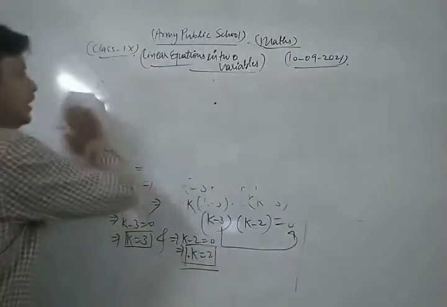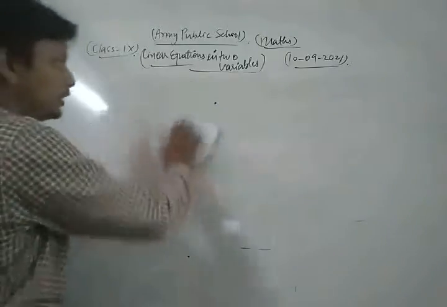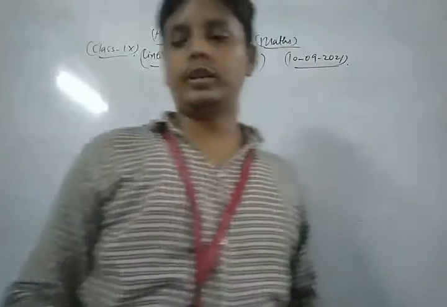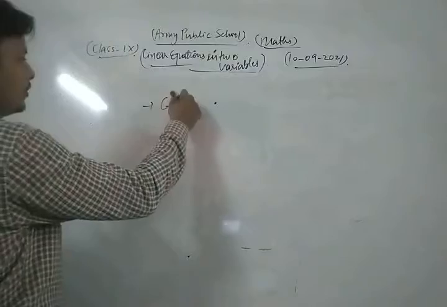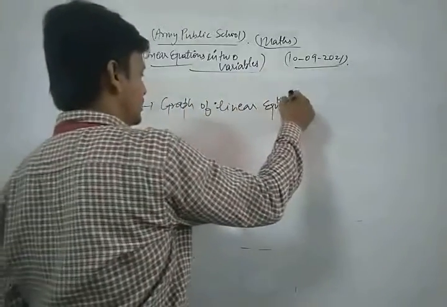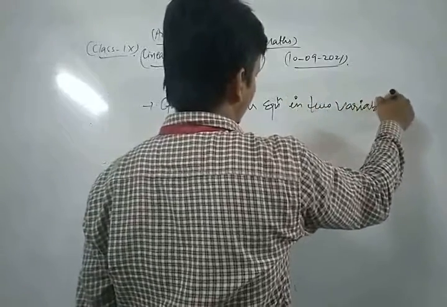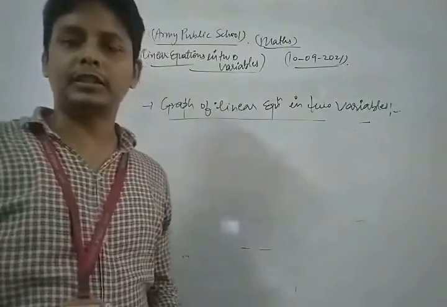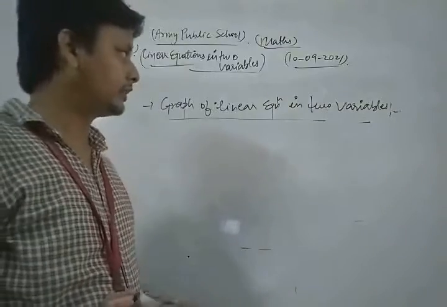Now the last topic in this chapter is to draw the graph of the linear equation in two variables, which is also a very important topic for you. This is the last and very important topic of your syllabus. Now this topic we discuss in the next class.